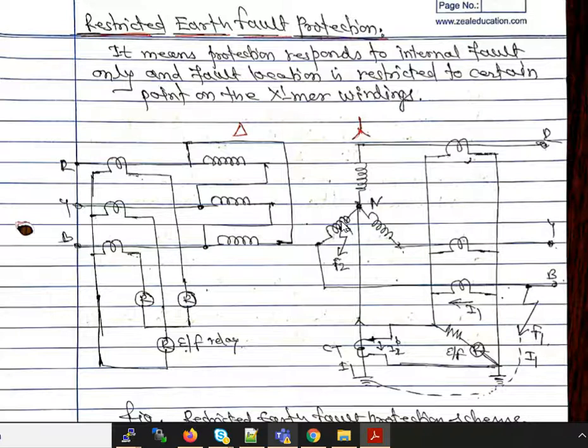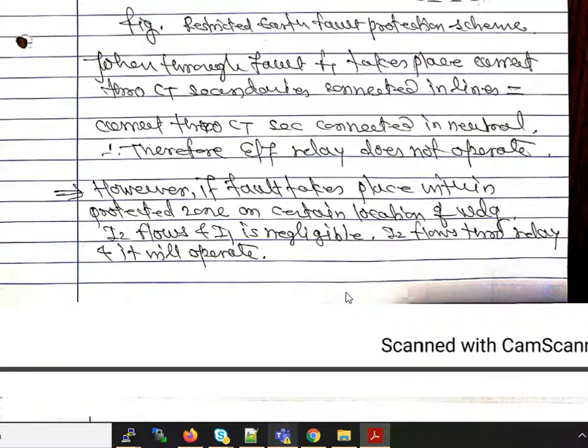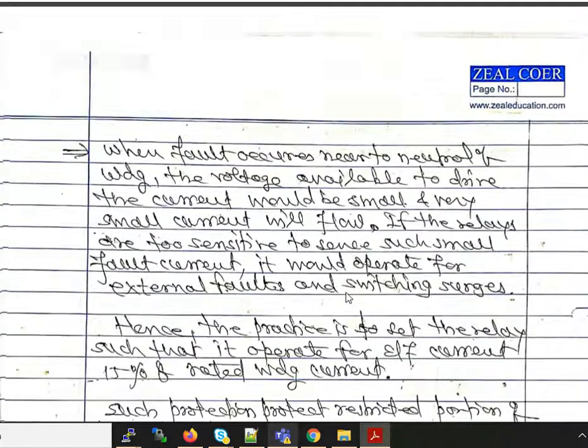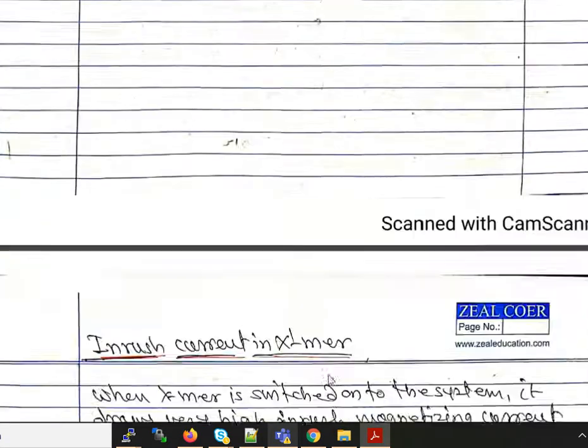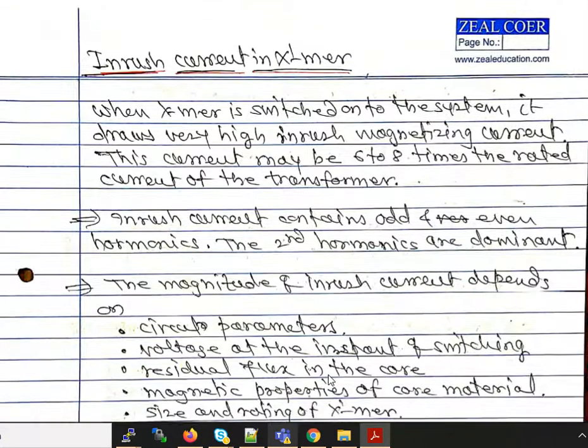Then it may respond for the external fault and the switching over voltages, and therefore it is general practice to set the relay such that it operates for earth fault current of 15% of the rated winding current. Such a protection protects the restricted portion of the winding and hence the name restricted earth fault protection. Now let us turn to the inrush current protection.